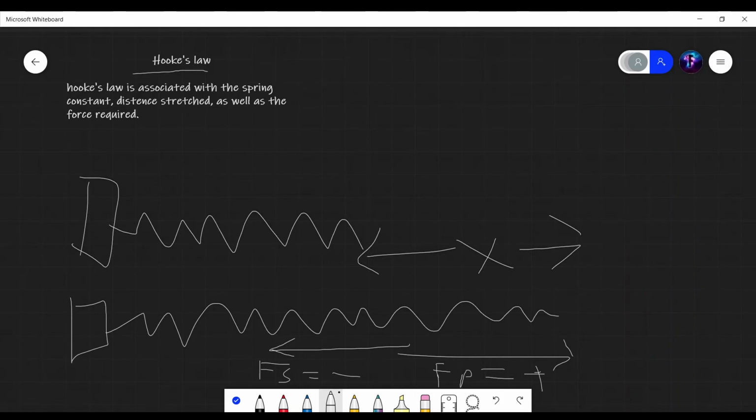Okay, and I just want to also say that FP is also equal to FS. They have the same magnitude. Because since you're pulling this much, FS also wants to go this way as well. So they have the same magnitude.